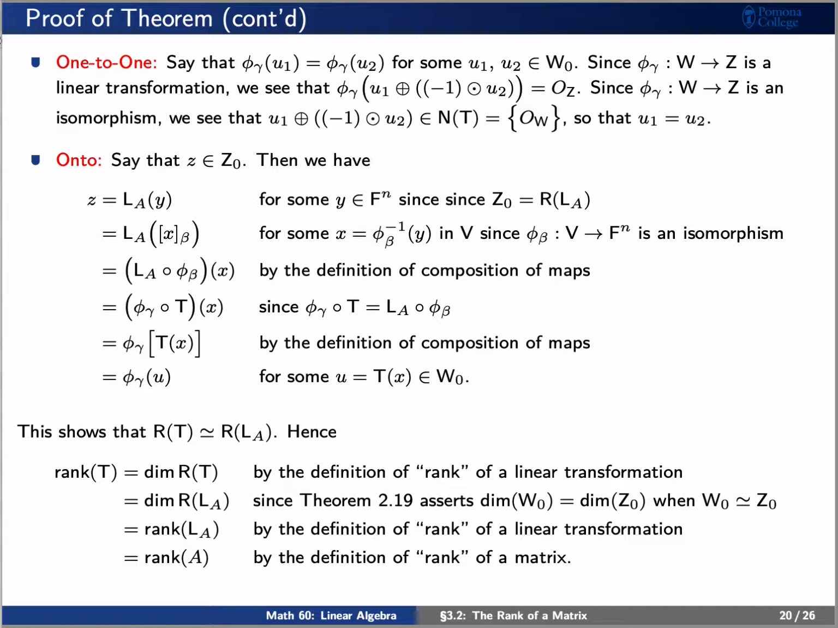Now, we simply compute the dimension of our spaces. Recall that the rank of T is by definition the dimension of the range of T, but this is also equal to the dimension of the range of L_A. But by definition, this is the rank of A. So we have indeed shown that the rank of A is equal to the rank of the transformation T.